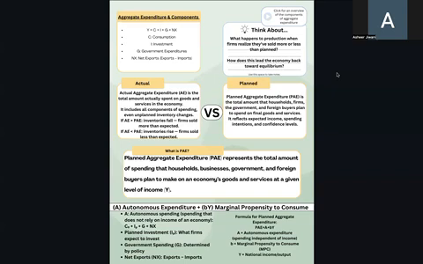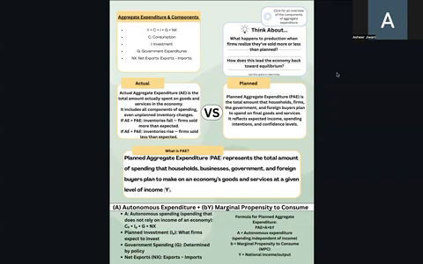If the income was zero, then these expenditures would still occur. So, examples of this can be planned investments, government spending, and also net exports. And these are going to be the baseline drivers of spending in the economy.